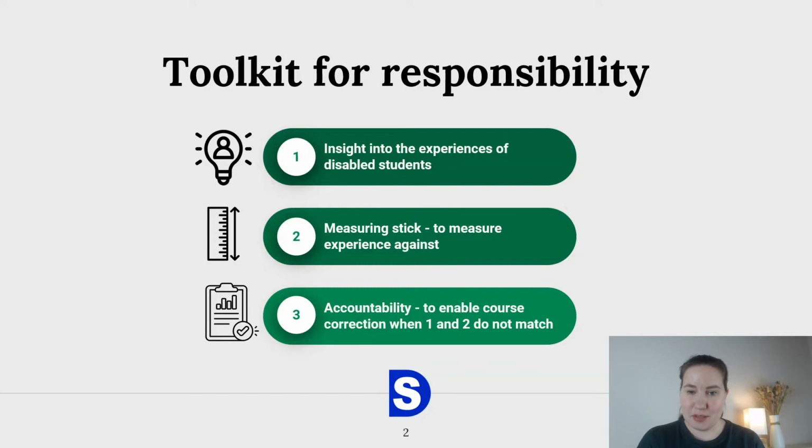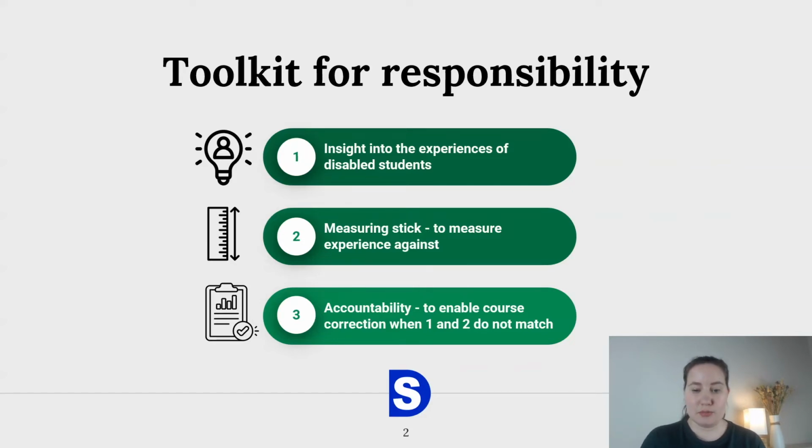Now let's get started. Through working with higher education institutions, it's become clear to me that as an institution, you need three tools in order to be able to take responsibility for the experiences of a marginalized group, such as disabled students. Firstly, you need insight into the experiences of that group. Secondly, you need some kind of measuring stick that you can compare these experiences against, such as the law, a piece of guidance, or a number of goals that you've set as an institution. And thirdly, you need structures of accountability so that you're able to course correct when the experiences of that marginalized group do not meet your standards.